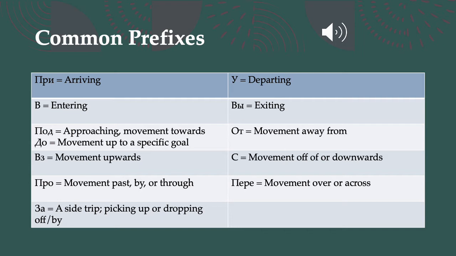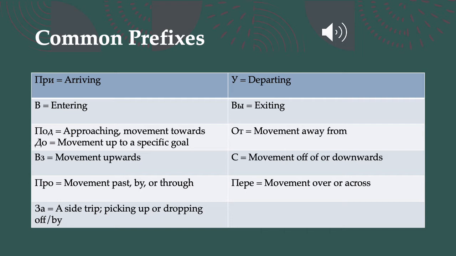Pod indicates approaching or movement towards a goal. Do indicates movement up to a specific goal. And the opposite of those two is ot, which is movement away from. And then vza is movement upwards, and sa is movement off of or downwards. Pro is movement past, by, or through, and pire is movement over or across.